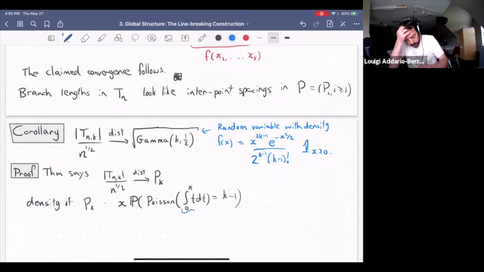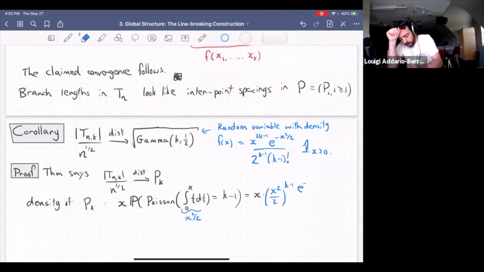Okay, so this is Poisson. We're asking a Poisson x squared on 2 to equal k minus 1. So that's that initial x out the front, and then we have (x squared on 2) to the k minus 1, e to the minus x squared on 2, on k minus 1 factorial. Okay, and that is exactly the expression we see up here: x to the 2k minus 1, e to the minus x squared on 2, over 2 to the k minus 1 factorial.